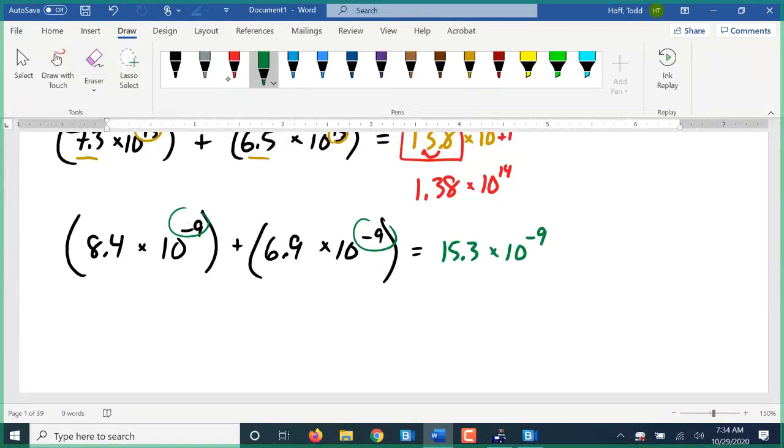Now, once again, we have two digits in front of our decimal point. So we have to move that decimal point over to make that 1.53. That number got smaller, went from 15.3 down to 1.53, so our name gets larger by 1. Negative 9 plus 1 is a negative 8. Be very careful with those negative powers.